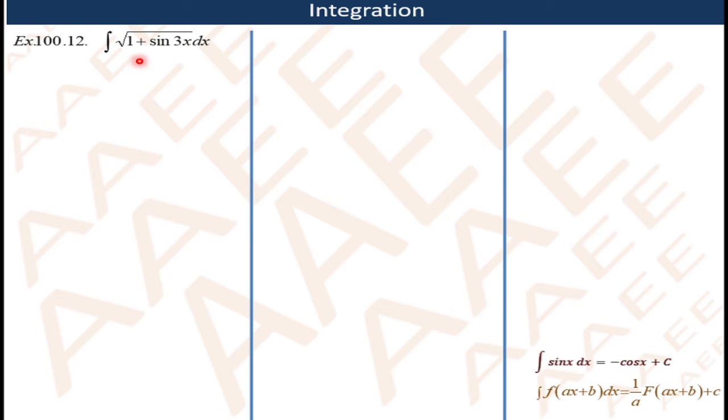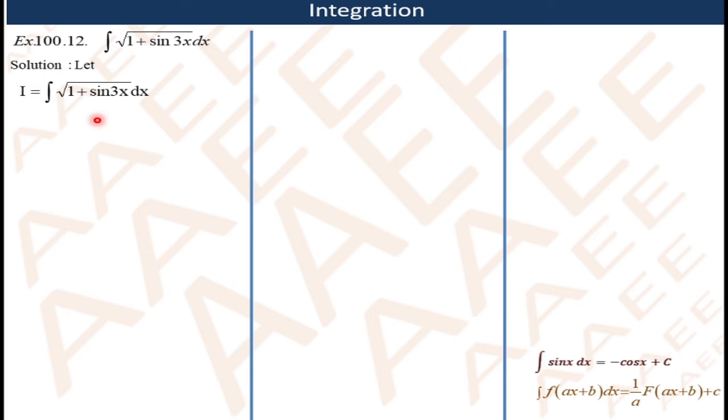So if you observe, it is very difficult to find the integral at first sight, but you can transform it into the standard form of the integration so that you will be able to find the integral of this term. This one is sum number 12, page number 100. So for that, we have given that I is equal to integration of under root of 1 plus sine of 3x dx.